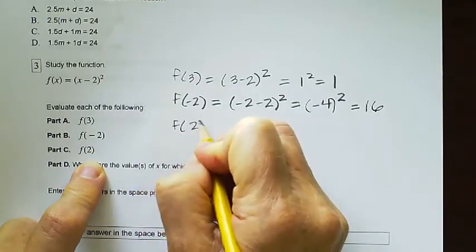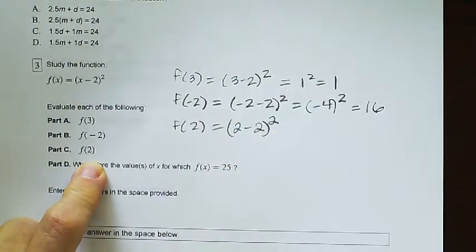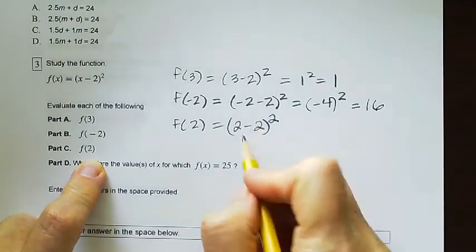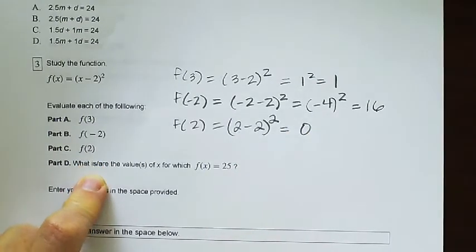f of 2 would be (2 minus 2) squared. Quantity 2 minus 2 squared. 2 minus 2 is 0. 0 squared is 0.